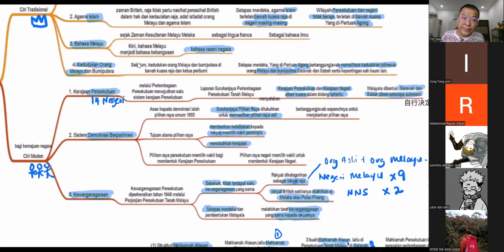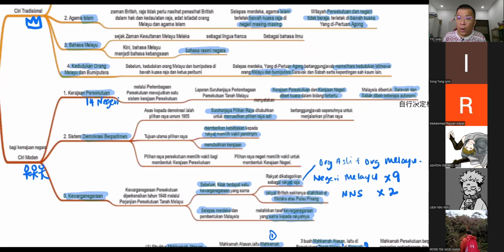Persekutuan is 14 states combined. And we let each separate state have their own power. Remember, modern means distribute power. Traditional means centralized power, take back the power. That one is traditional. Then this one is distribute power. So the federation distributes power to 14 states. State governments have their own power.